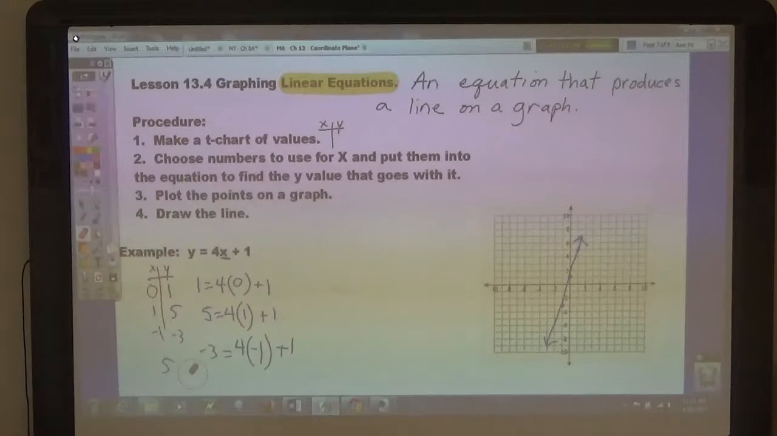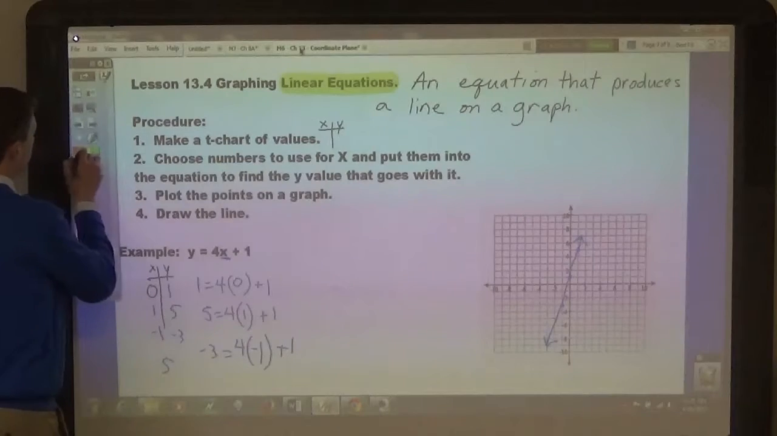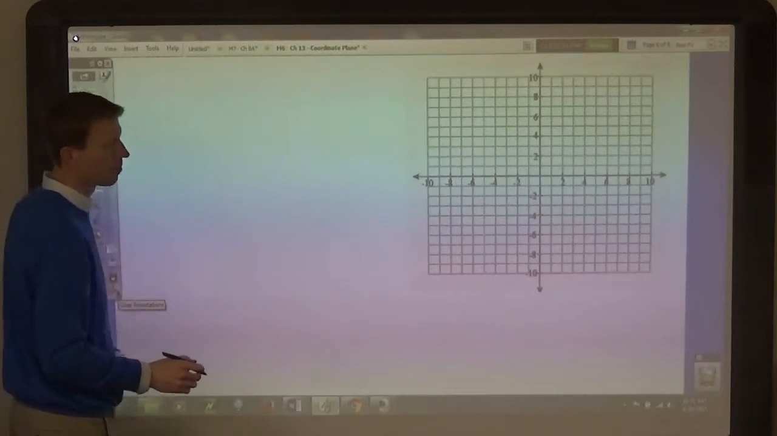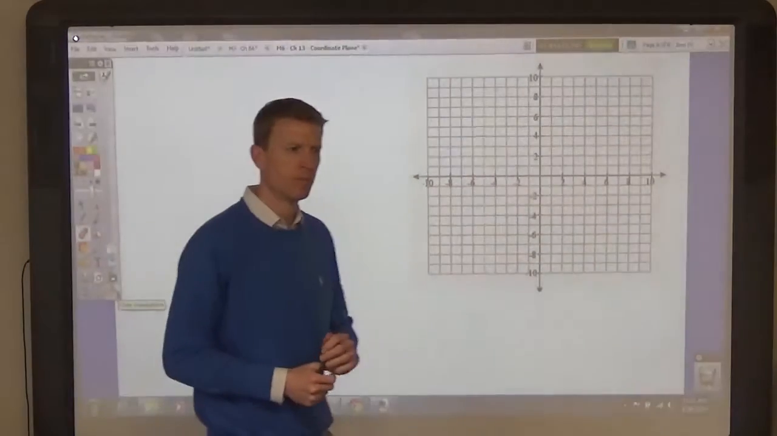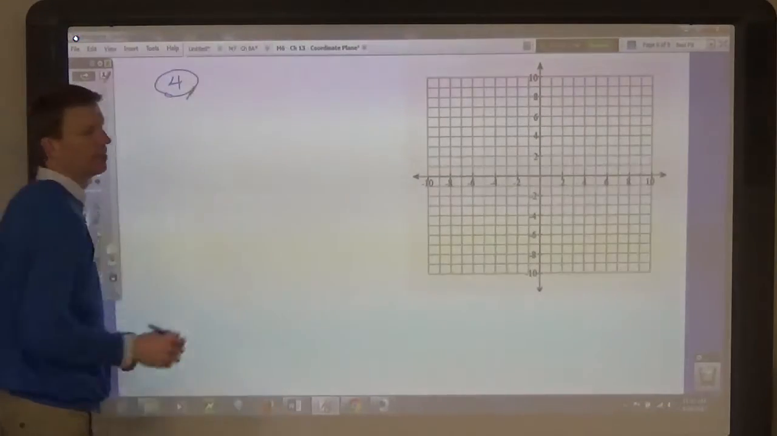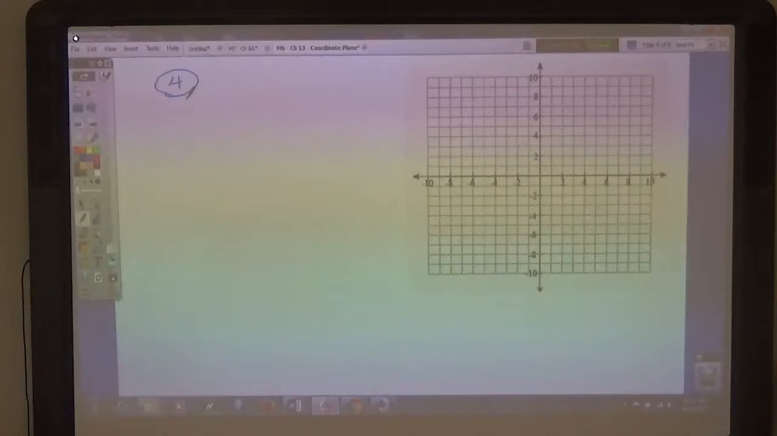Let's try another one. Go to the other side. I think you know how to do 2, so skip to number 4 on the other side. What's the equation given in number 4? Danny? Number 4. We're going to graph an equation. Belina, what's that equation?